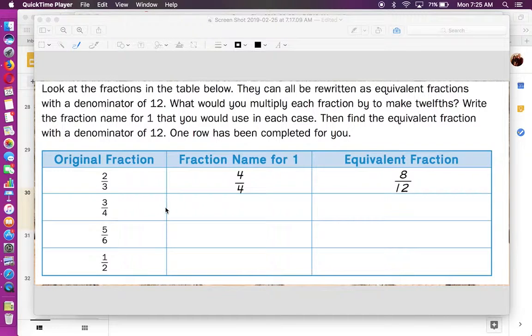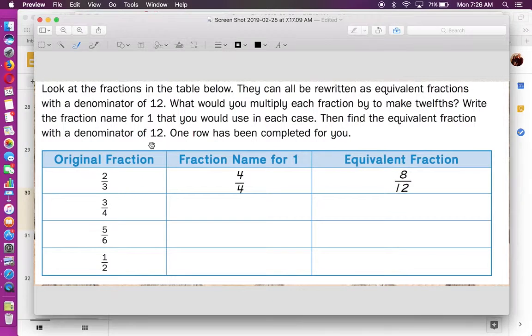Today we're going to review equivalent fractions again. We're going to be taking the original fraction, so we're starting with 2/3, we're starting with 3/4, we're starting with 5/6, and we're starting with 1/2. And the goal is to get all the way from the original fraction to the equivalent fraction, and the denominator should be 12.